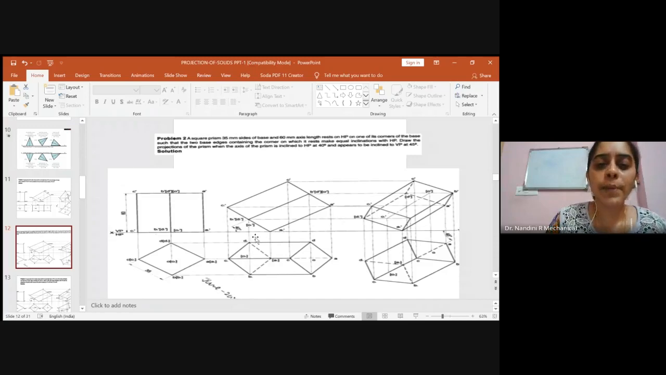So after you complete the second stage of the front view, the procedure is the same. You know that you will take the projection from the front view towards our top view.